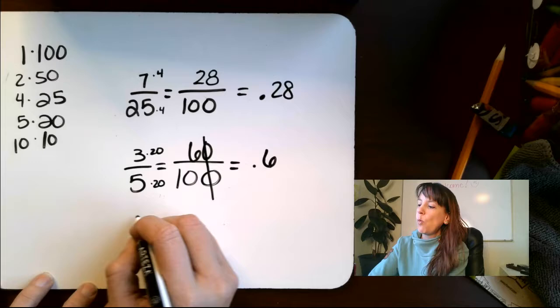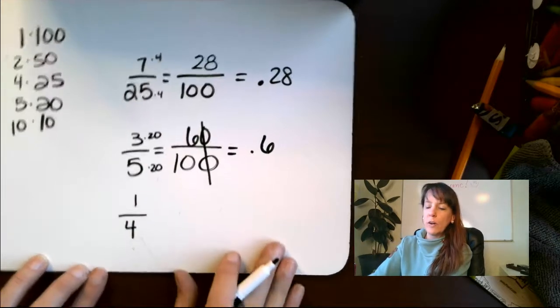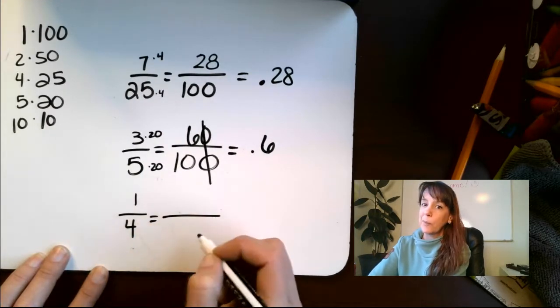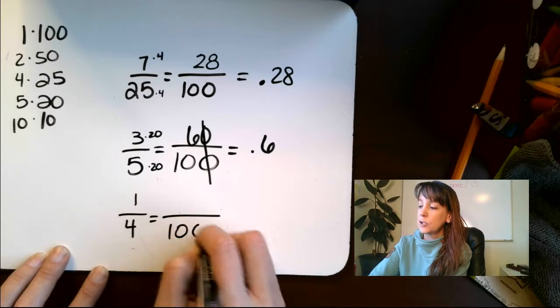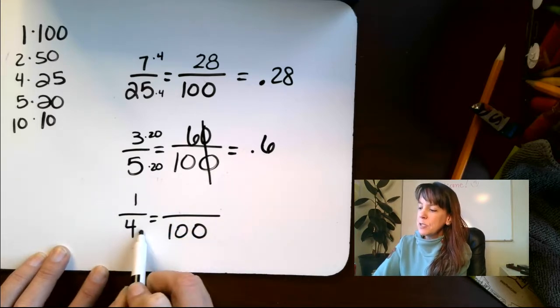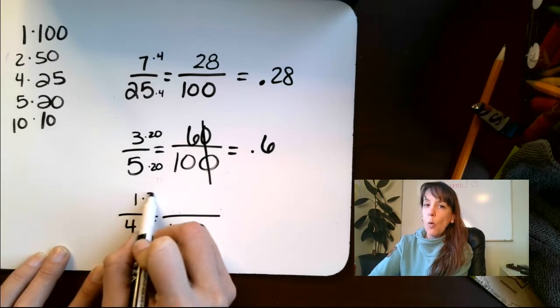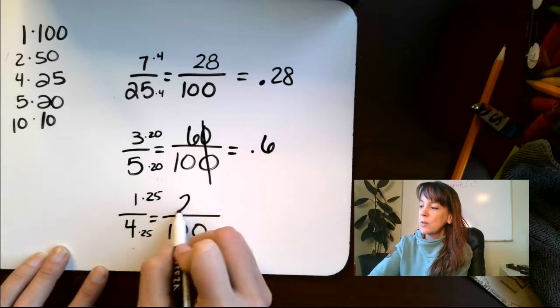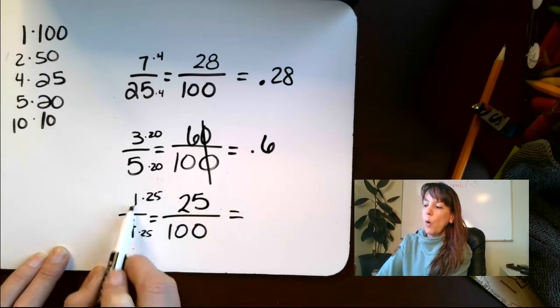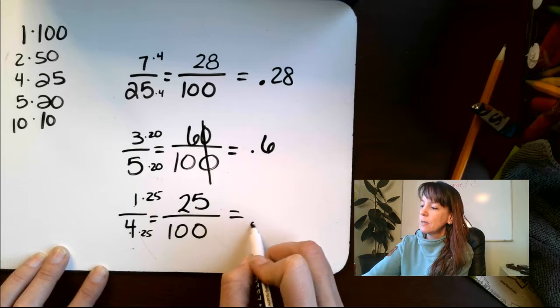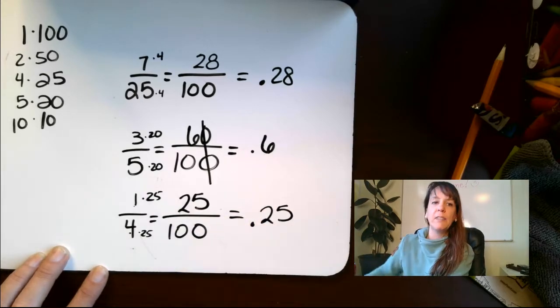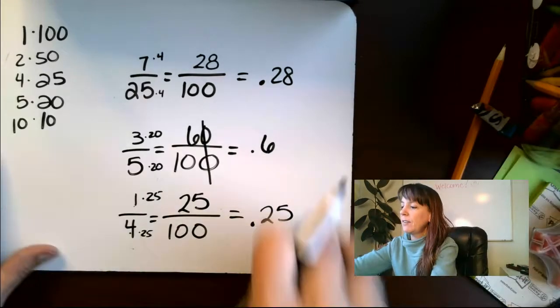Same idea if I have 1 over 4. This is actually just a good one to memorize, just to have it, just to know it. But 4 times 25 gives me 100. 1 times 25 gives me 25. Therefore, 1/4 as a decimal is 0.25 or 25 hundredths.